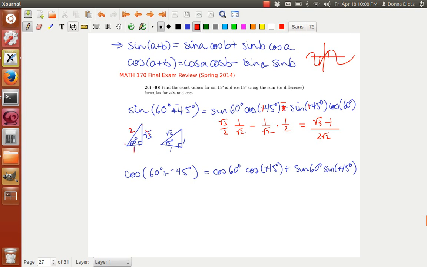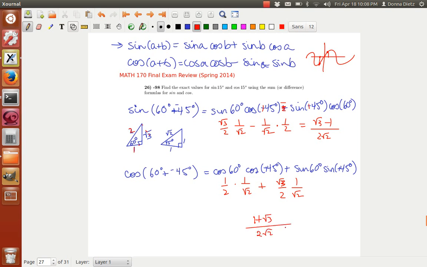Cosine of 60 degrees. So I come over to the 60 degree triangle. Cosine is x over r. And then cosine over here, x over r. Sine of 60, root 3 over 2. And sine of 45, 1 over root 2. So I get 1 plus root 3 over 2 root 2.